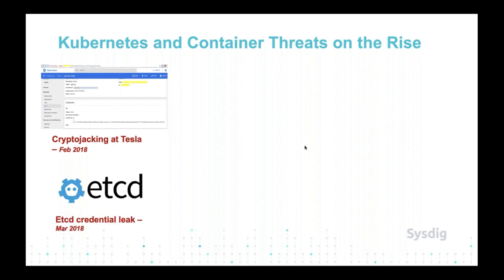Also last year in March, there was an etcd exposure where a security researcher queried the popular Shodan search engine and found almost 2,000 or more servers exposed online running etcd with credentials and passwords exposed. This is a distributed key value store that's used in Kubernetes today. So this was a very big credential leak last year.